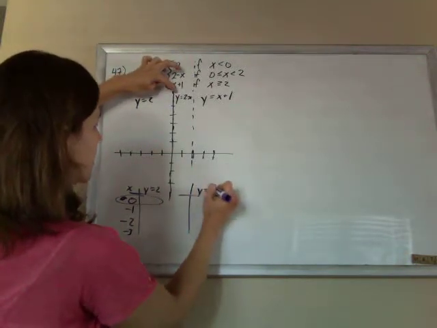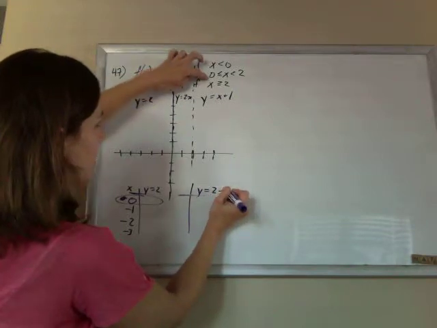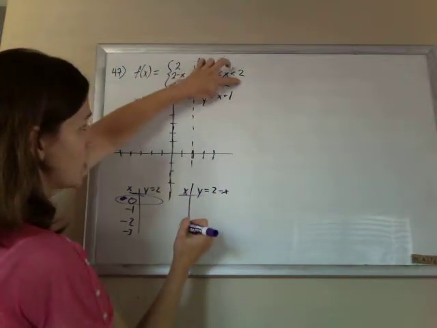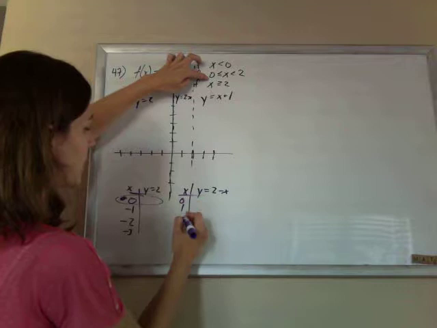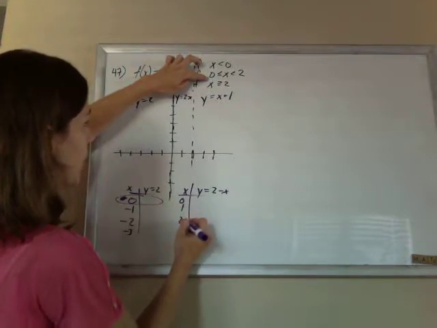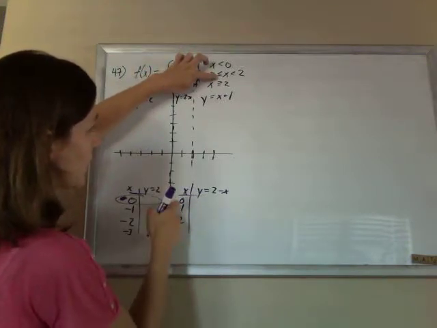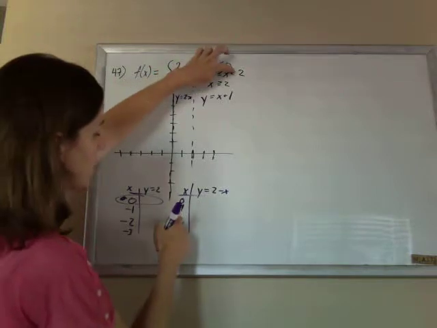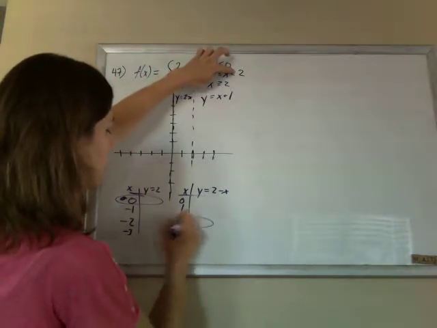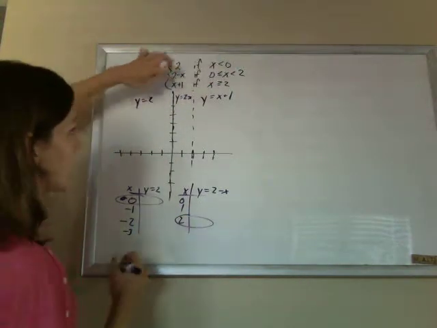So y is going to equal 2 minus x if x is between 0 and 2. So plug in stuff between 0 and 2, like 0, 1, and 2. And I can totally equal that 0, that's okay. But this 2, I'm not allowed to equal it, so I'm going to do that to remember to leave it as an open dot.